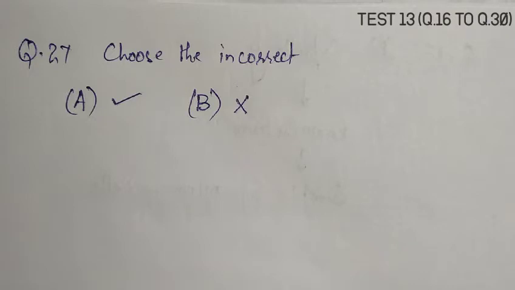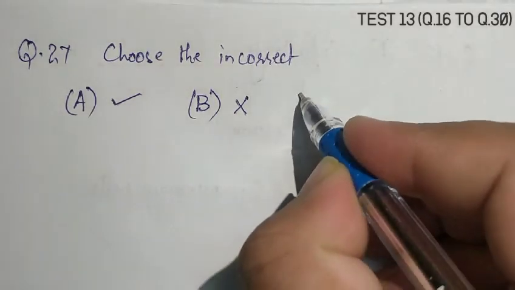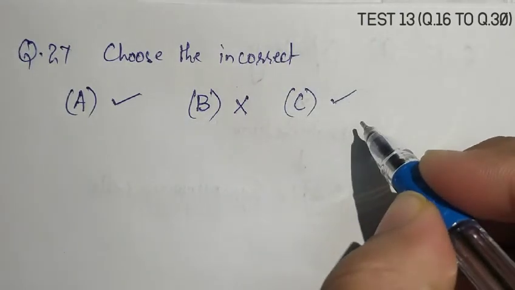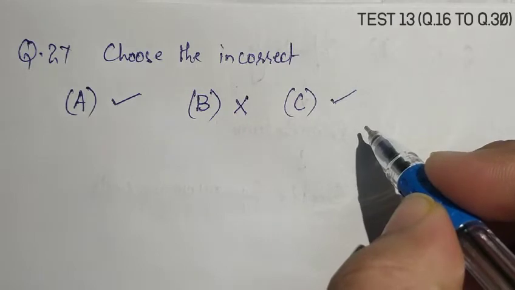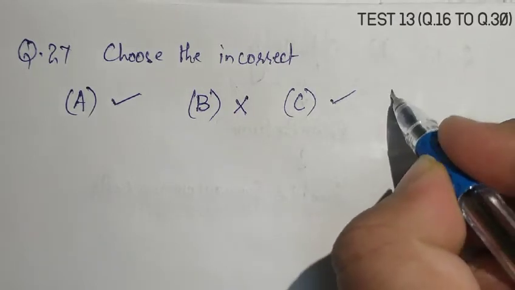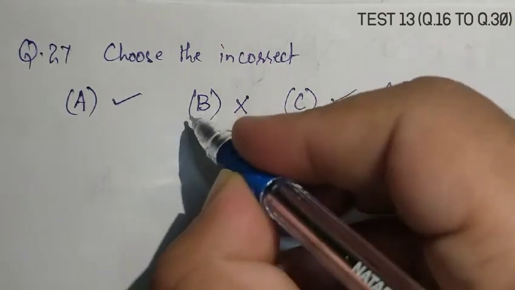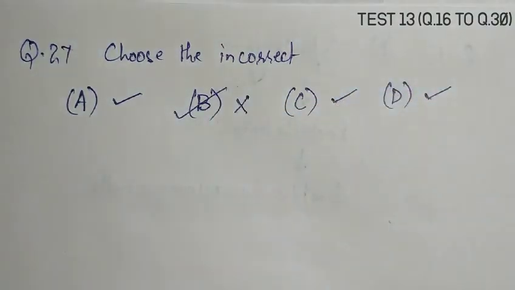C: 100 ml of deoxygenated blood transports 4 ml of CO2 towards the alveolar sac. C is correct. D: 70% of CO2 is carried as bicarbonate. This option is also good. So the correct answer is B.